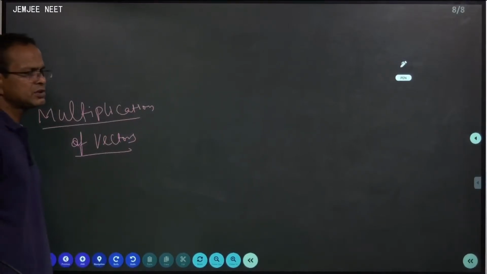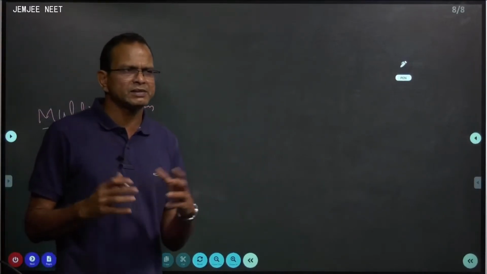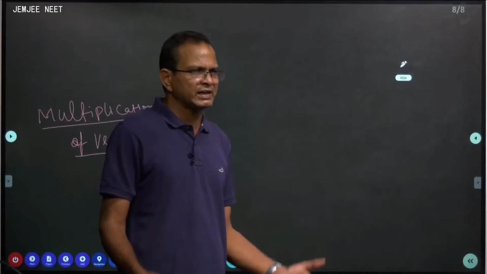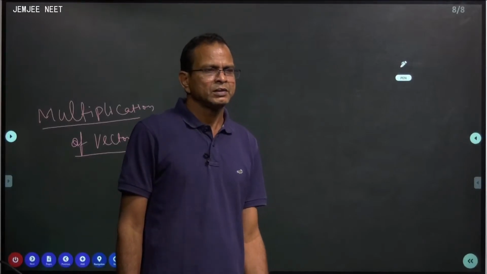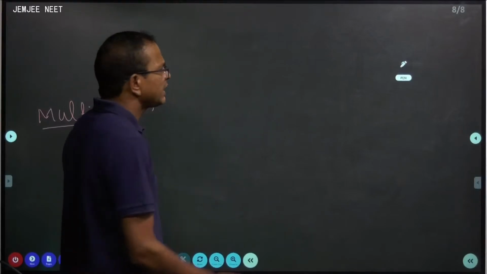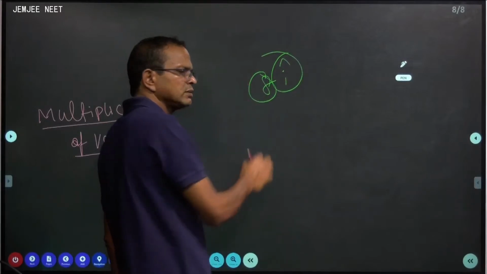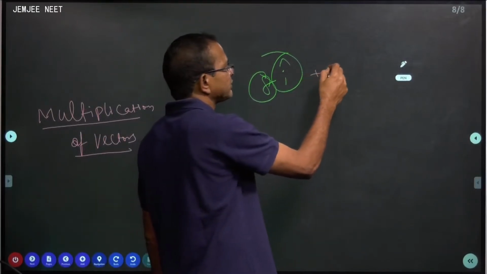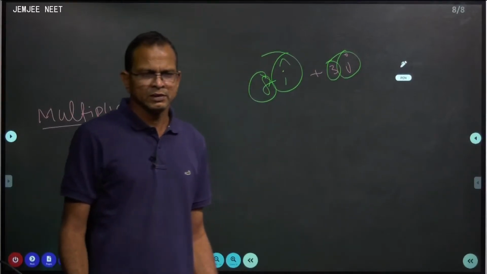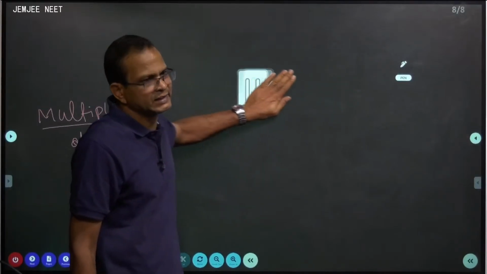The first question that arises, a very simple question to begin with, is: can a vector be multiplied with a scalar? Yes or no? Yes, it is 100% yes. When I write 8 i cap plus 3 j cap, what is this? Scalar times vector. It's quite possible. So naturally, a scalar can be multiplied with a vector.